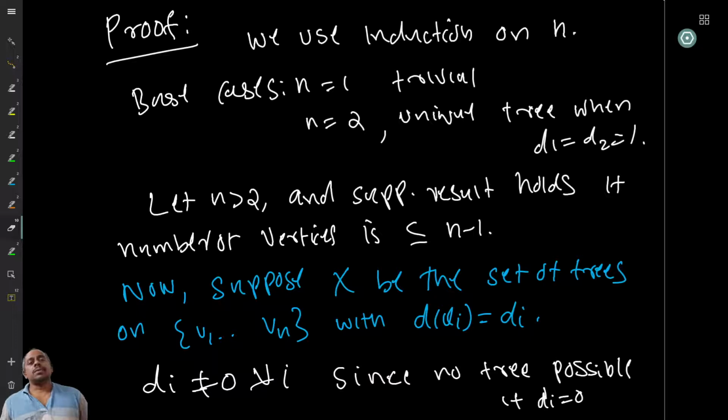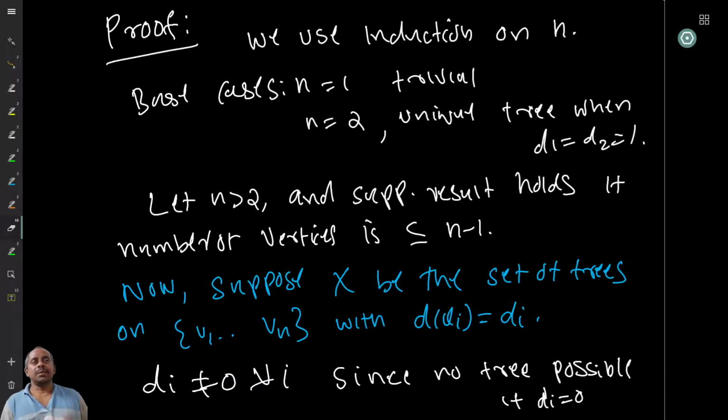We can observe that di cannot be 0 for any i. Because we are talking about trees, and a tree is connected, we cannot create any tree if di is 0 for some i, because it cannot be connected, as long as we are not looking at the trivial tree where n is equal to 1. We are assuming that n is strictly greater than 2. So di cannot be 0, because there is no tree possible.